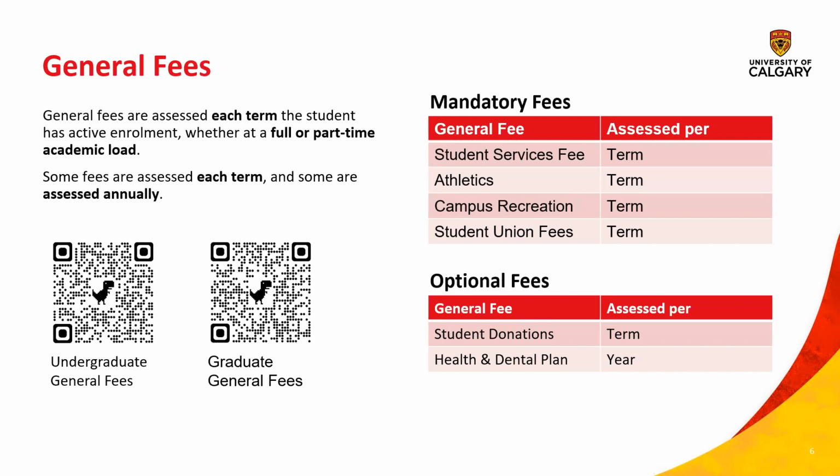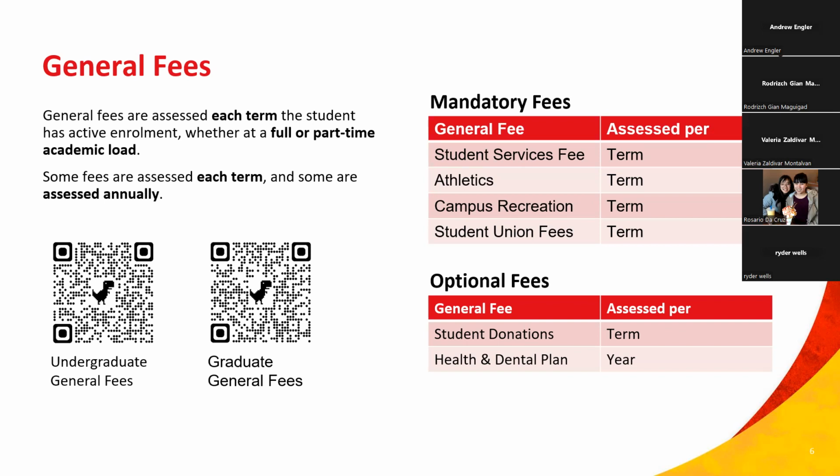The campus recreation fee funds the active living program, and by having that fee assessed, you do get access to their services and facilities. And the athletics fee there funds the Dinos athletic program. All of these four fees are assessed on a term-by-term basis. So every term where you're enrolled at the university, you will see those fees assessed in addition to the tuition.